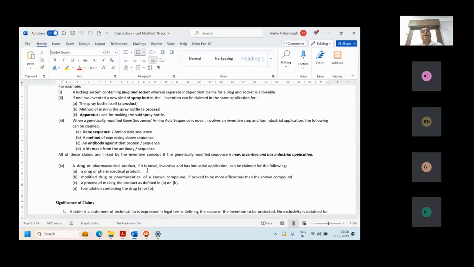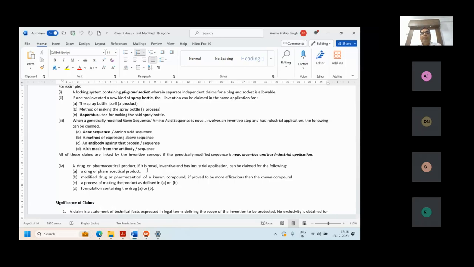If one has invented a new kind of spray bottle, then the spray bottle itself is a product. How to manufacture that spray bottle, that process will also be a part of the single inventive concept. And if you have made a device or an apparatus which will make that particular spray bottle, that will also be considered a part of the single inventive concept.